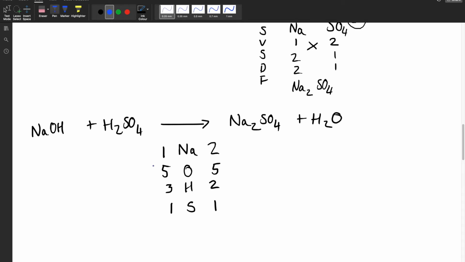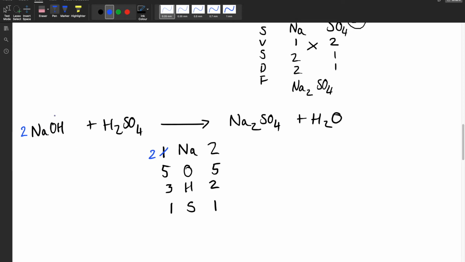So we've got to try and balance our equation now. We know that we're going to start off with our sodium. We've got 1 on this side and we've got 2 on that side, so we want this to be a 2. To do that, we could put a 2 in front of here. That would change that to being a 2. It would also change our oxygen, our hydrogen though.